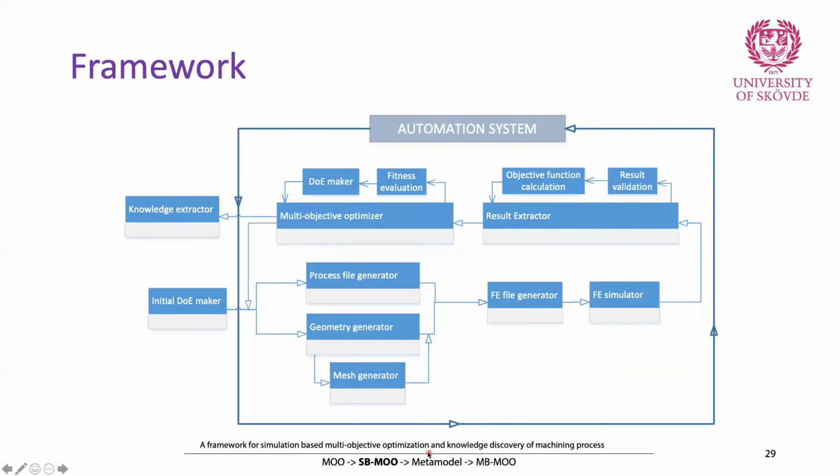So here you can see that this framework consists of different modules. You have the initial DOE maker, the file generator, geometry generator, mesh generator. Each of these modules has an input and an output, where the input is converted to the output. And the modules are different software packages. So for example, for the mesh generator, I used, what was the software? I used Most Frontier. For the file generator, I used MATLAB. For the simulator, I used Abaqus. So there are different software packages that can be used in this platform.